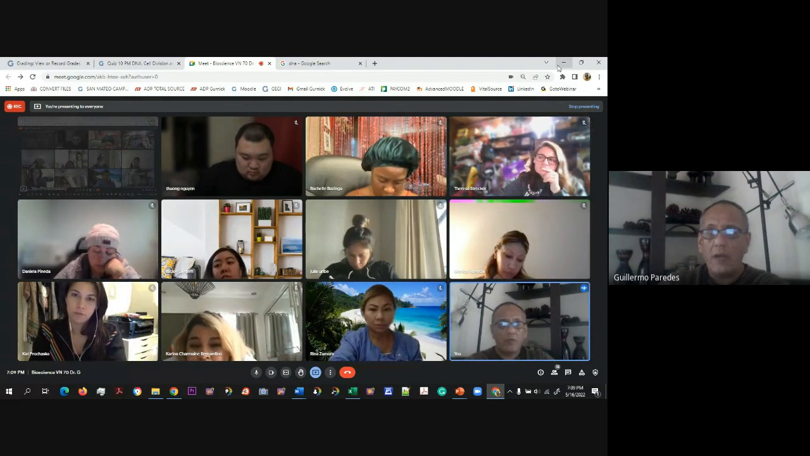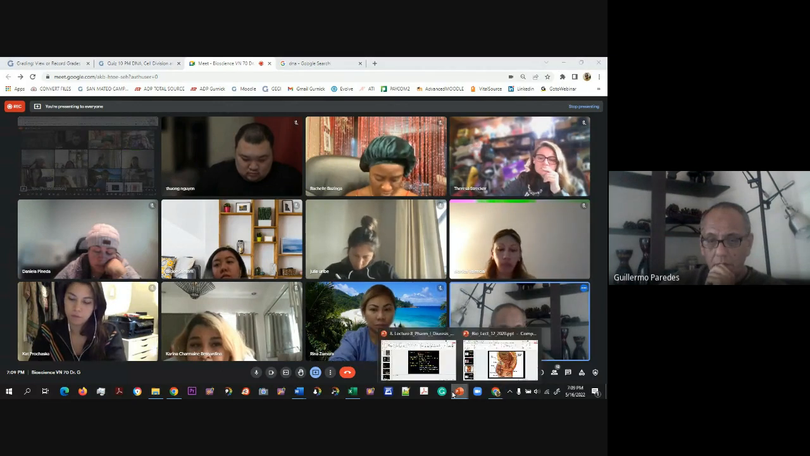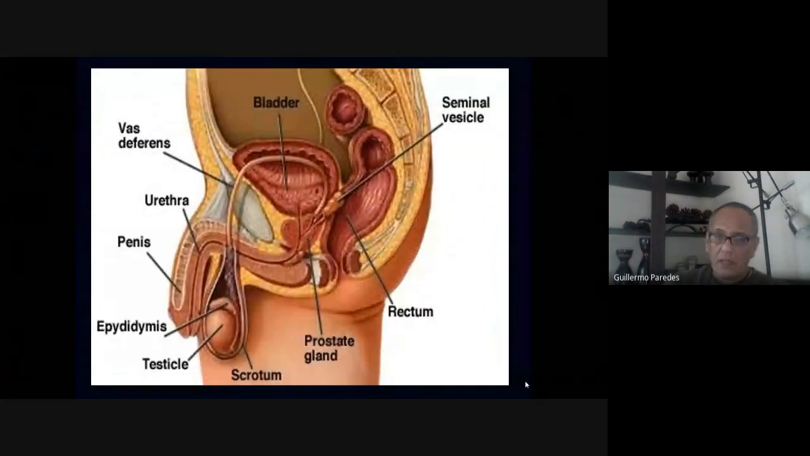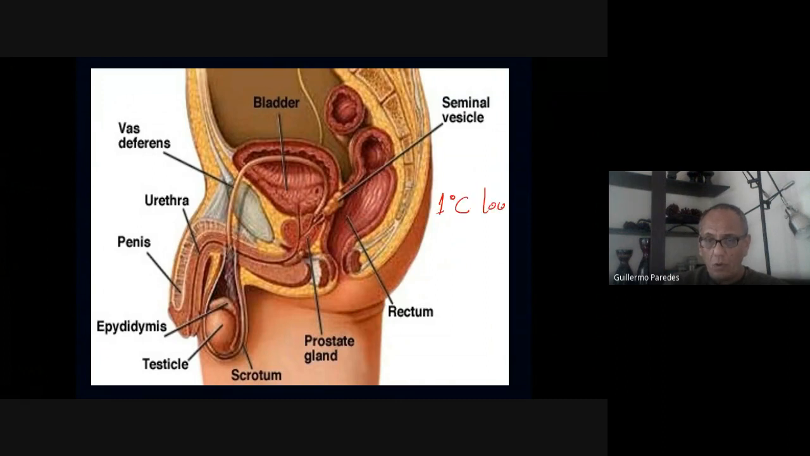All right, so let's keep going. The temperature in the scrotum is going to be 1 degree Celsius lower than the rest of the body. Okay? So now, this is the testicle surrounded by the scrotum. The scrotum has 7 layers, coming from fascias of the muscle, coming from the pelvis. It's kind of elaborate, okay?